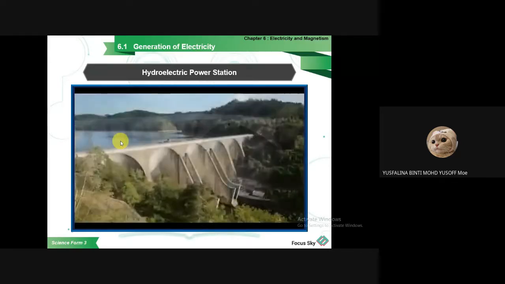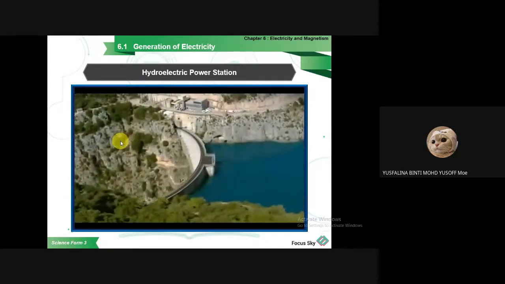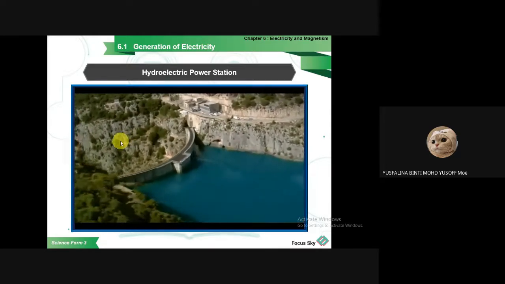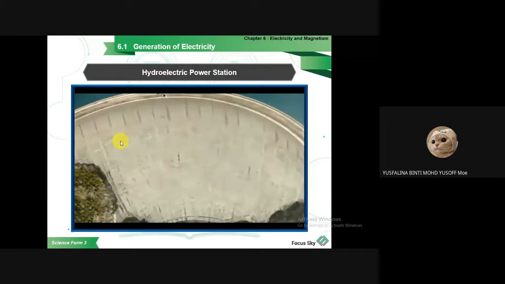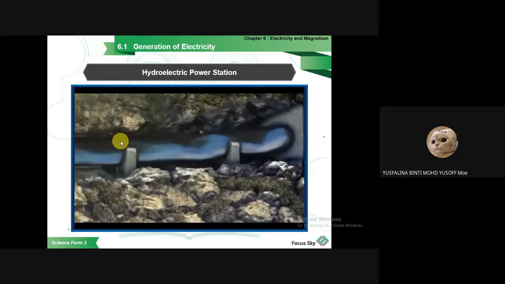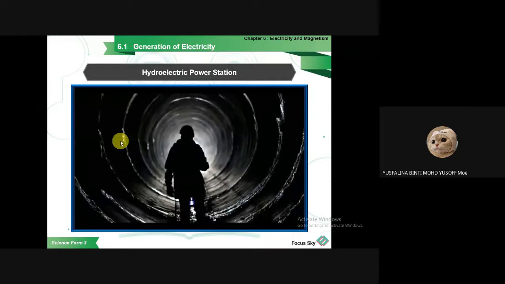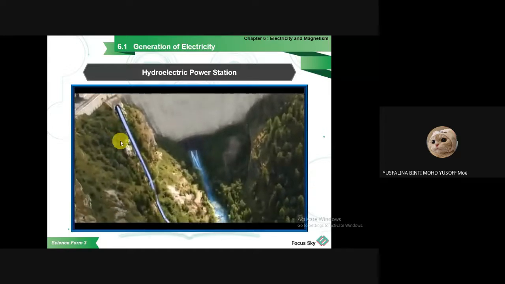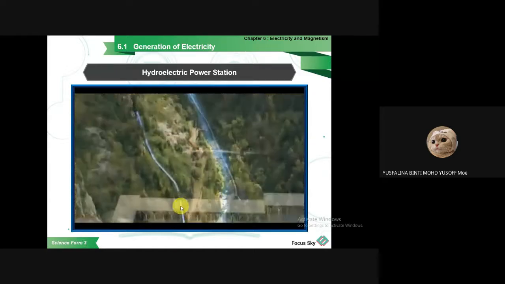So you can see it's very high, right? The position of the water dam is very high. The water will flow down there. You see here the position is very high, so it produces gravitational potential energy.